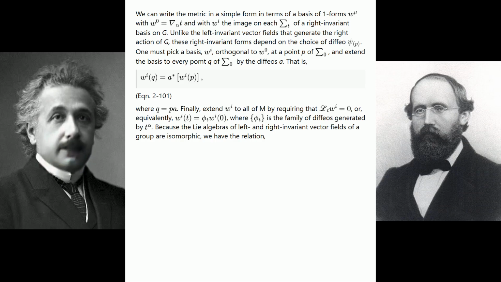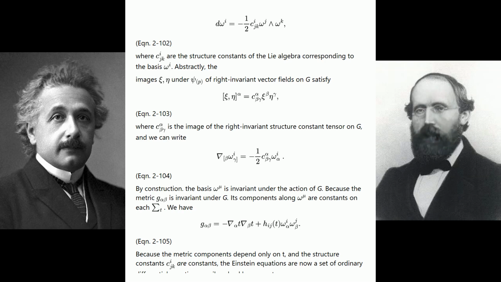Because the Lie algebras of left and right invariant vector fields of a group are isomorphic, we have the relation. See equation 2-102. Here c_jk^i are the structure constants of the Lie algebra corresponding to the basis ω^i. Abstractly, the images ξ_η under ψ_p of right invariant vector fields on G satisfy, see equation 2-103, where c_βγ^α is the image of the right invariant structure constant tensor on G, and we can write.